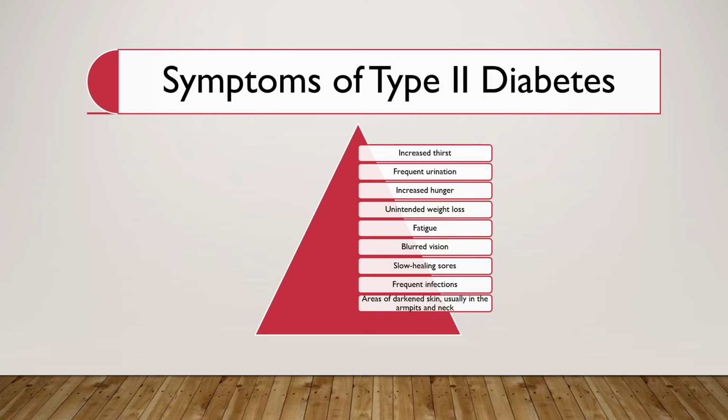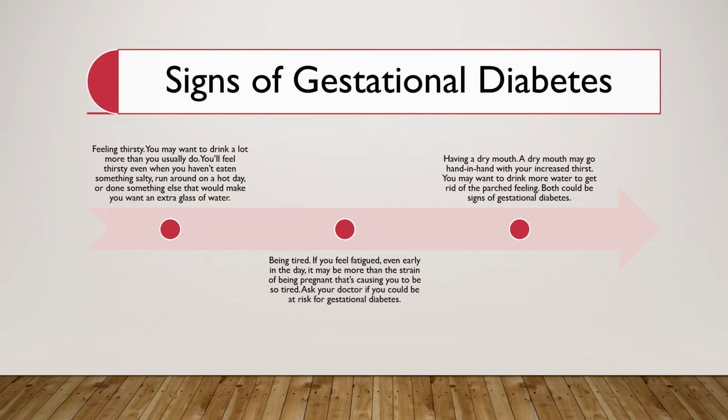Symptoms of type 2 diabetes are the same as those of type 1. But in this case, you can see that the last one, that is, areas of darkened skin, usually in the armpits and the neck, is added. Coming to the signs of gestational diabetes, the symptoms basically include feeling thirsty, dry mouth, as well as tiredness.